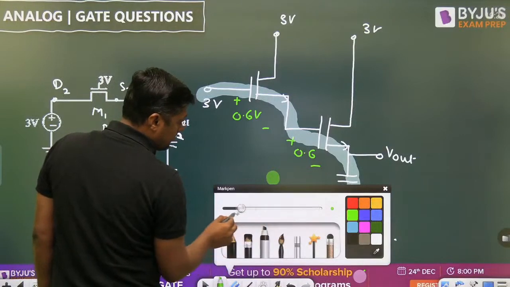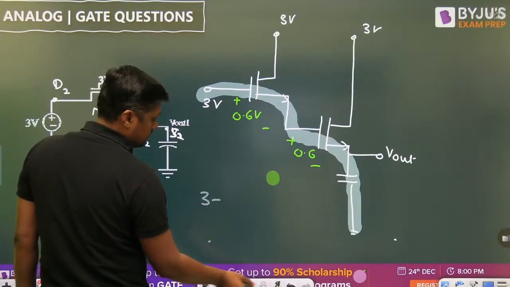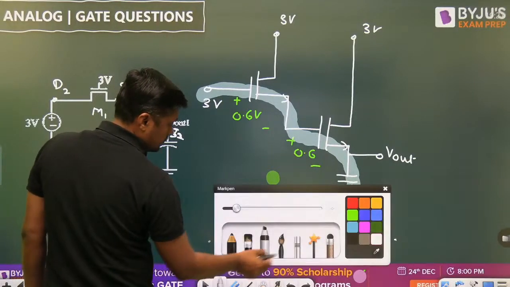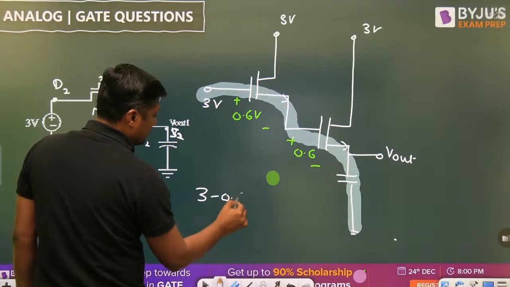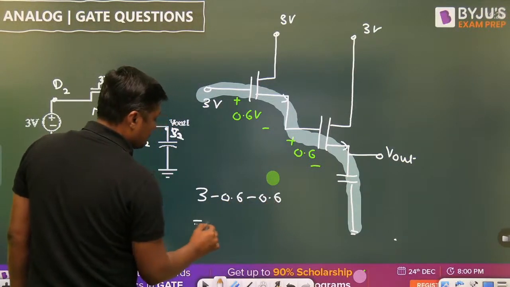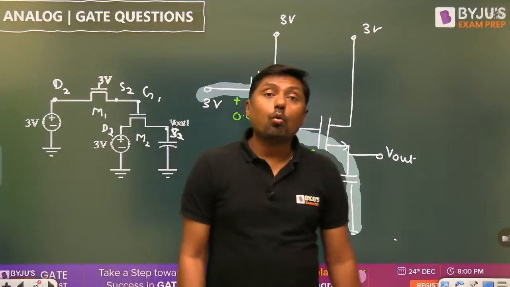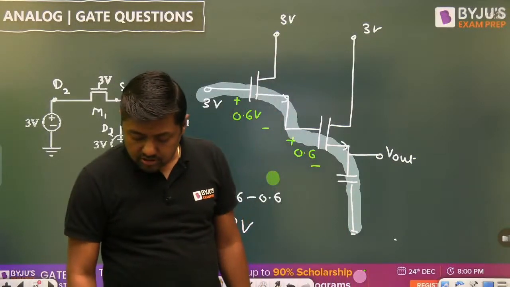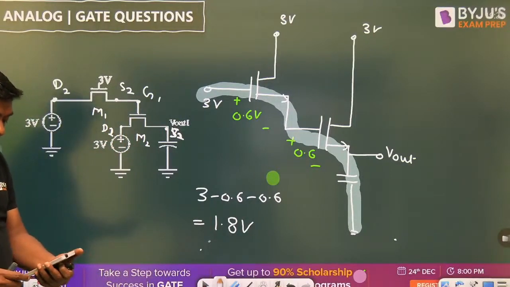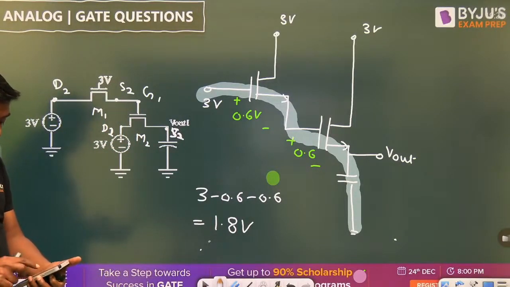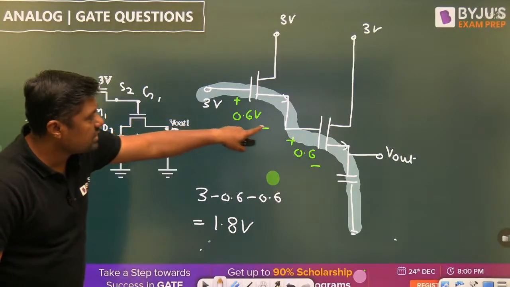You will get 1.8 volt. That is the highest value. This is the highest voltage across the capacitor. Already we have solved one question, that is on sampling. This is another type. So 3 minus 0.6 minus 0.6.